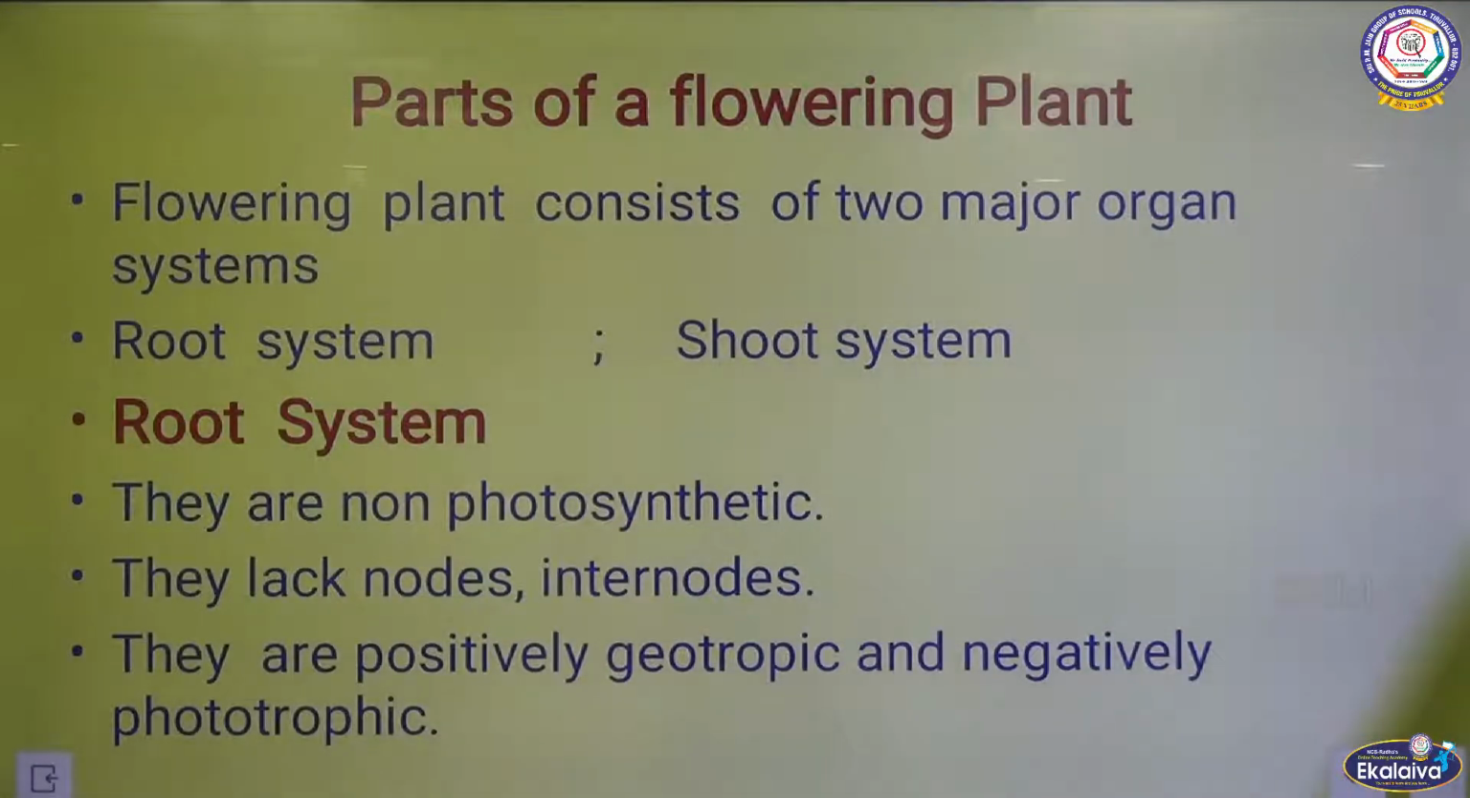When we talk about the root system, we know that the root system grows underground, which is the descending portion of the plant body, and generally it is non-green in color as it lacks chlorophyll, so they are non-photosynthetic and they lack nodes and internodes. They grow underground towards the gravitational force, so they are positively geotropic and negatively phototropic. And these roots bear root hairs and they help in absorbing water and minerals from the soil.